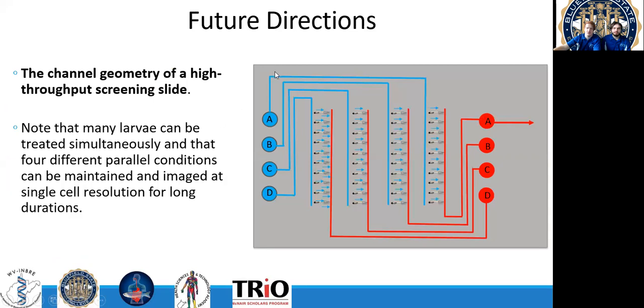Future directions. We hope to be able to run high throughput experiments that can maintain different simultaneous inputs. This will allow us to test a vast array of drugs and diets, which has a vast implication of possibilities to study digestion at single cell resolution for long durations. The example here shows diet A, diet B, diet C, and diet D being fed to 10 fish each with respectively labeled input and output channels.